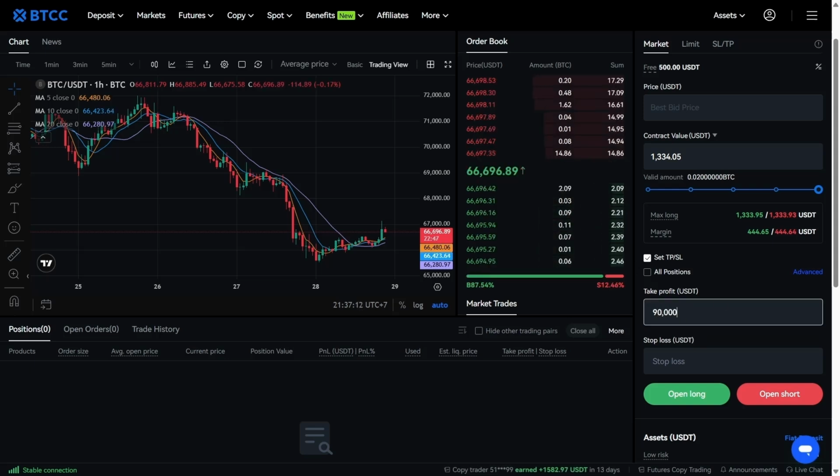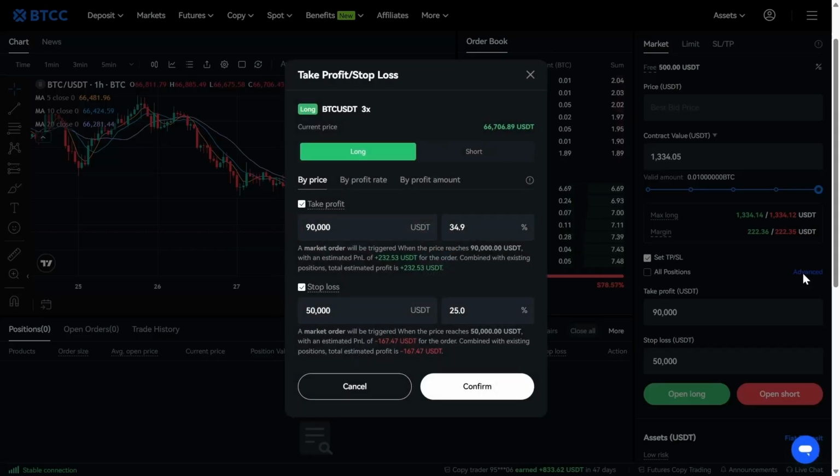Once that price is hit, we will be sold out of our position. And I want to cut my losses at 50,000 BTC. Again, we will be sold out of our position once that price is hit. We can also look at more of an advanced way to set our take profit and stop loss.